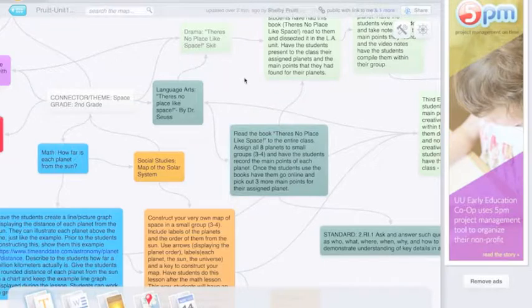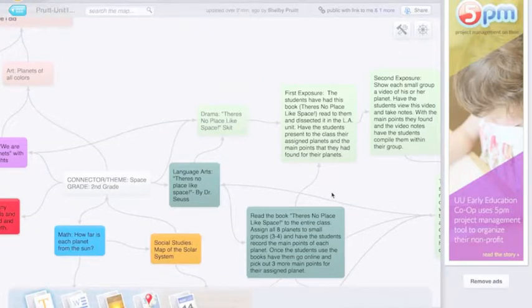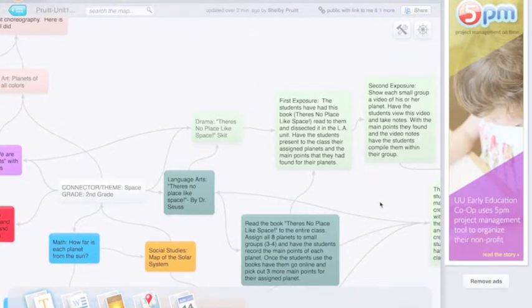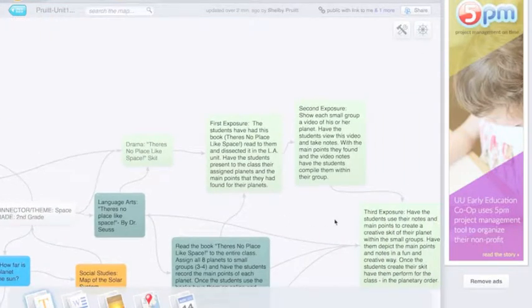And then for the drama unit, the title is There's No Place Like Space Skit. I'll have them do this after the language arts unit because it's going to go off of the novel There's No Place Like Space by Dr. Seuss. So the students have had this book read to them and dissected it, picking out their main points. I'm going to have them present those main points to the class, in small groups for their assigned planet, and just tell the class what main points they found for their planets.